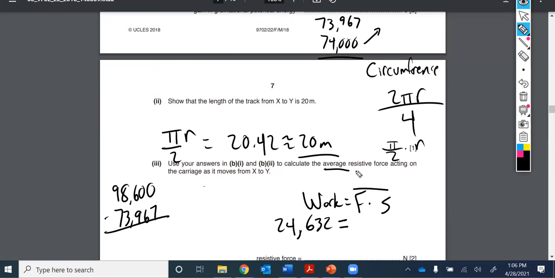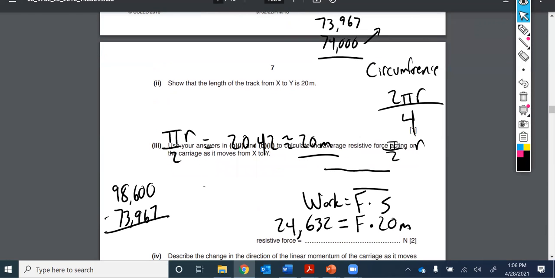So there's the work that friction did. We're solving for the average force of that, and it's an average because all along these 20 meters, that's the actual displacement from the path XY. So we'll take our 24,632 divided by 20. Some of these values I'm just keeping in my calculator, so it may be a little bit different, but we'll round it all at the end. I get a calculator value of 1,231.